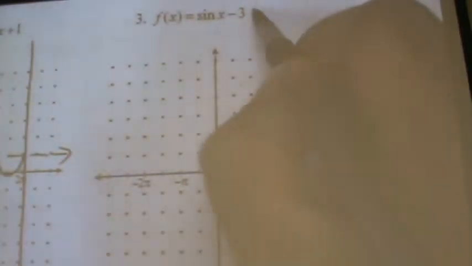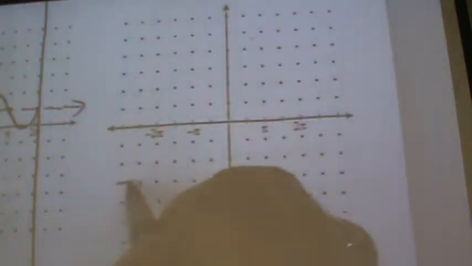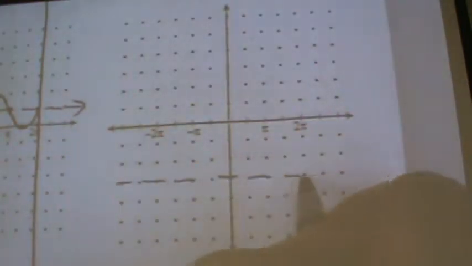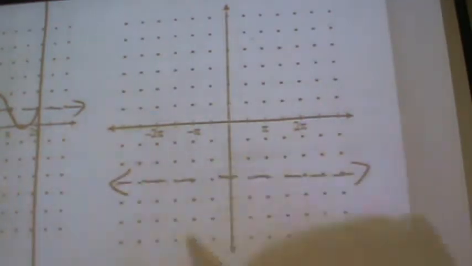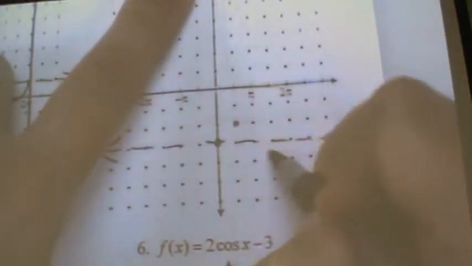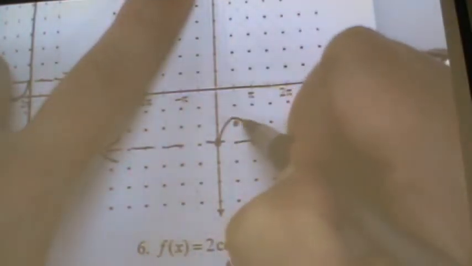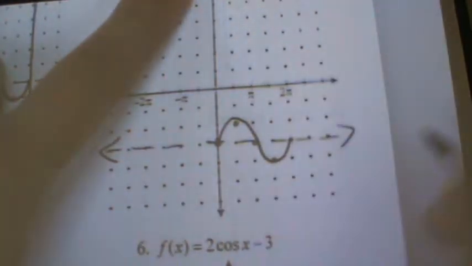Number 3. Where's your new x-axis? Negative 3. You're going to draw a broken line at negative 3. And your amplitude, it's a sine curve with a 1 amplitude. So it's going to be on, above, on, below, on. Make your roller coaster. And then go backwards.